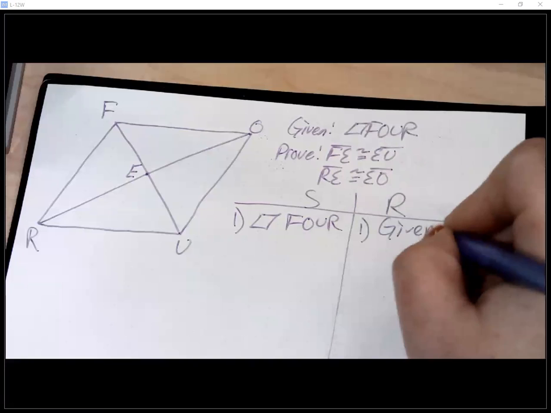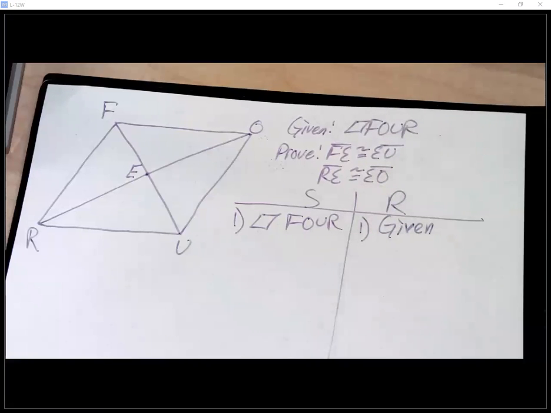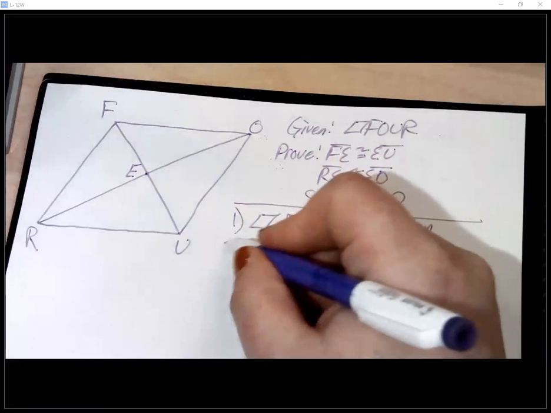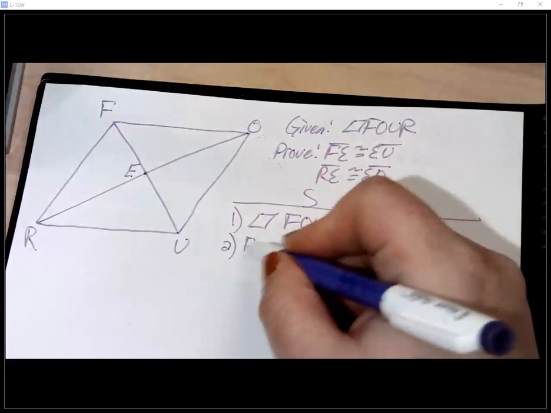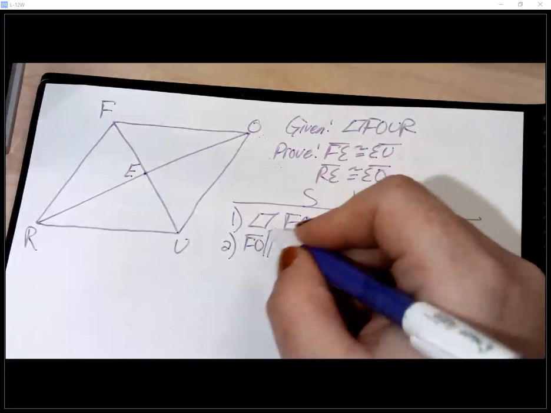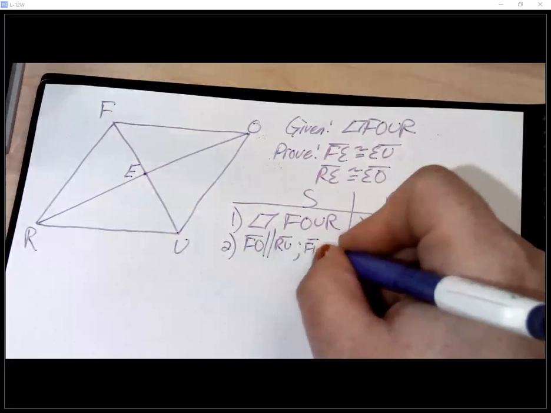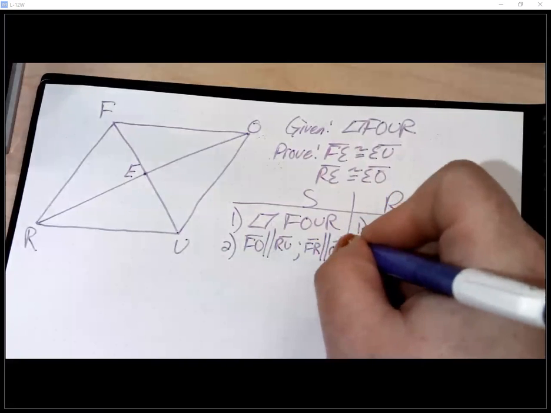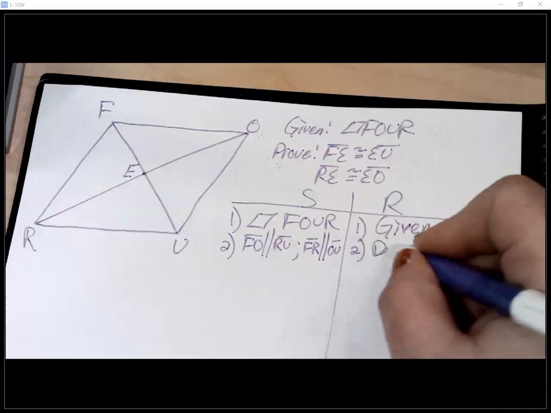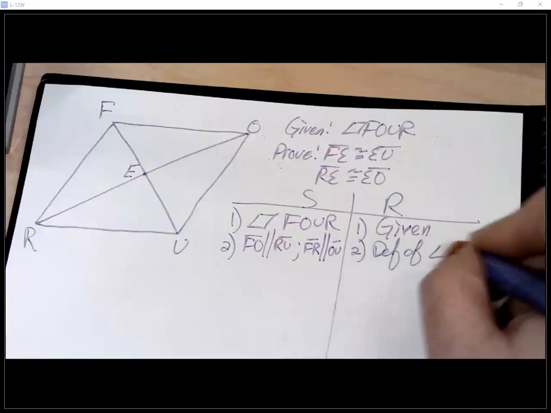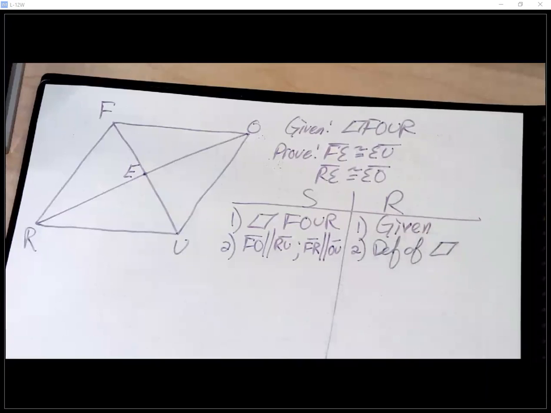Well, really, the given information is that I have a parallelogram. From that, I might as well go ahead and say that the sides are parallel. So what I know is that FO has to be parallel to RU. And also the sides, FR parallel to OU. Okay, so I literally am going to say definition of parallelogram. Because that is the definition of a parallelogram. It's a four-sided figure that has two pairs of parallel sides. That's it. Don't use definition of parallelogram for anything else.